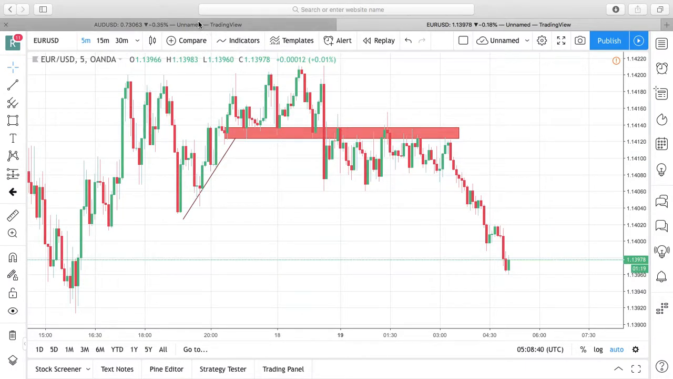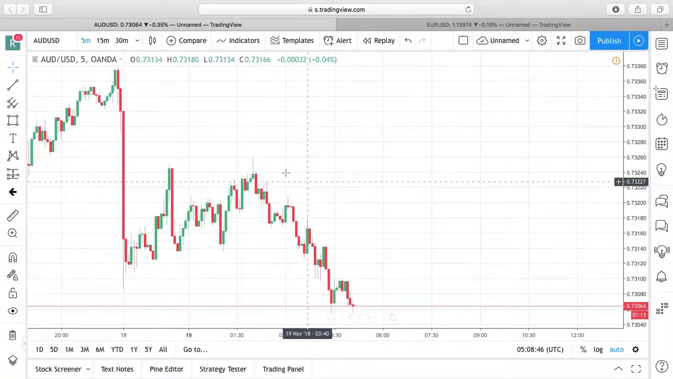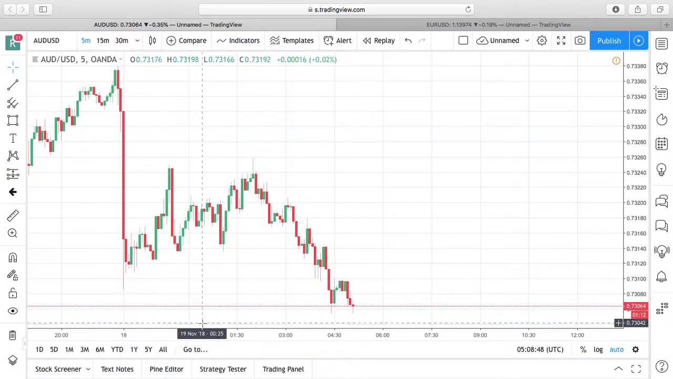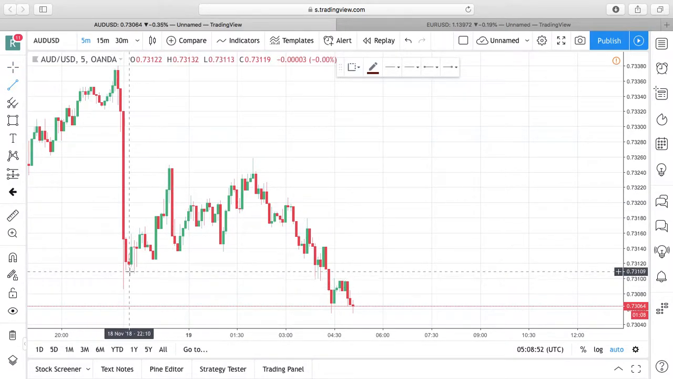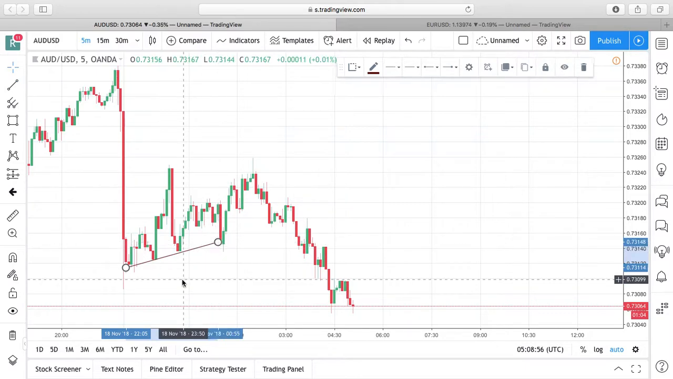So let's move on to Australian dollar USD. Let's focus on the structure here. I'll do my best to draw multiple trend lines that I can see here. The first trend line is this guy here, in my opinion.